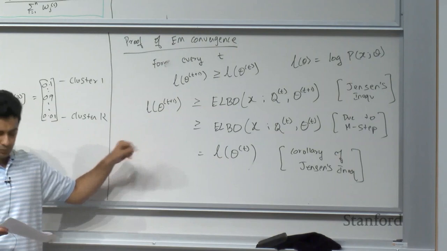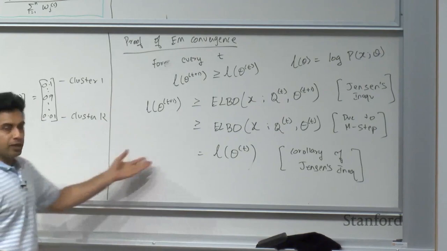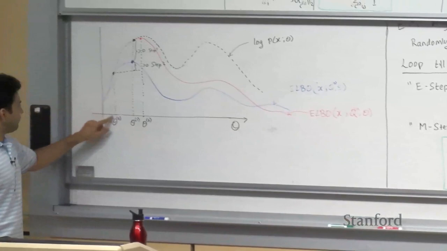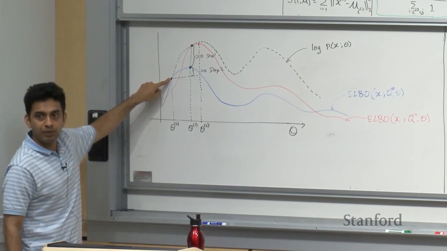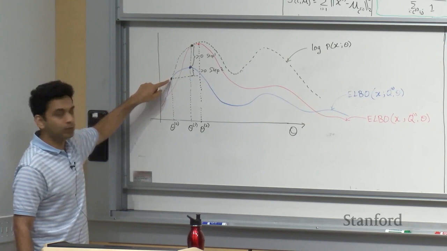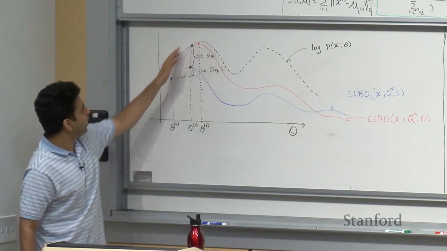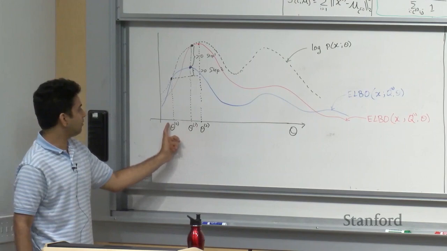Cool. So the proof here turns out to be pretty intuitive. It can be easily visualized. What we are saying is we start at any value of theta, some random value of theta. The log likelihood evaluates to some value which we may or may not be able to calculate. But we can always construct an elbow such that log p of x equals that elbow at that point. So we construct the elbow, it is guaranteed to be lower than log p of x, and then we optimize the elbow. Once we optimize the elbow, we reach a higher point at the elbow.